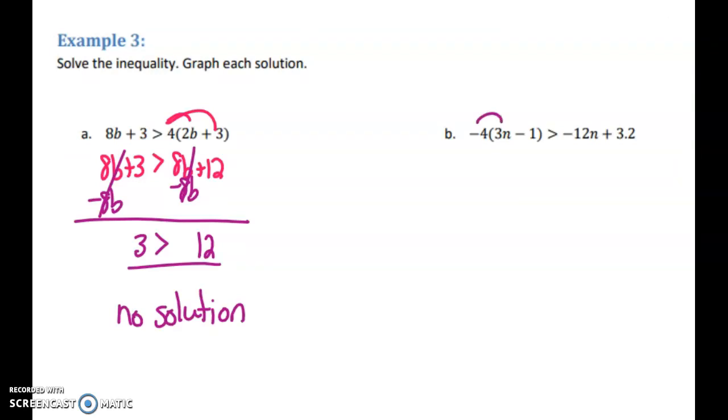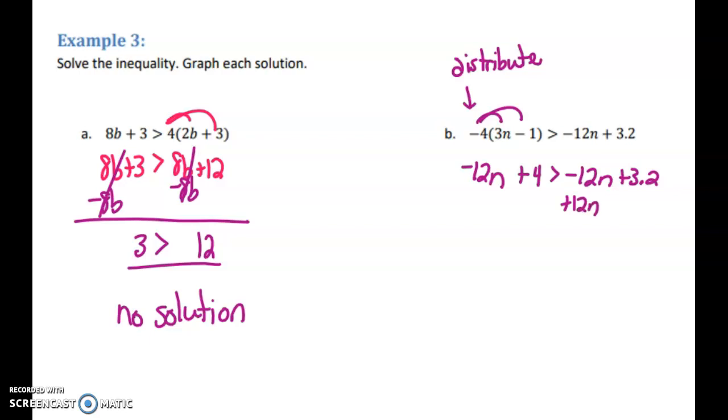Let's distribute the negative 4. I'm going to get negative 12n, and negative 4 times negative 1 is positive 4. Now, I do not have to flip the sign because I didn't multiply both sides times negative 4. All I did was distribute. And when I distribute, that is not multiplying both sides times a negative number, so you do not flip the sign. All right, so let's get the n's to the same side.